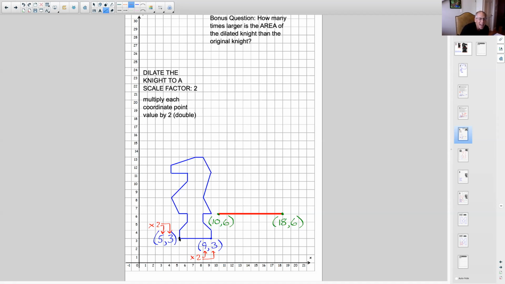Now, is everybody's pencil on 5-3? Now, what happens when you double the 5? What do you get? 10. What happens when you double 3? What do you get? 6. So everybody right now, look at the point 10, 6, and make a little dot right where Mr. Kramer already made that dot for you.